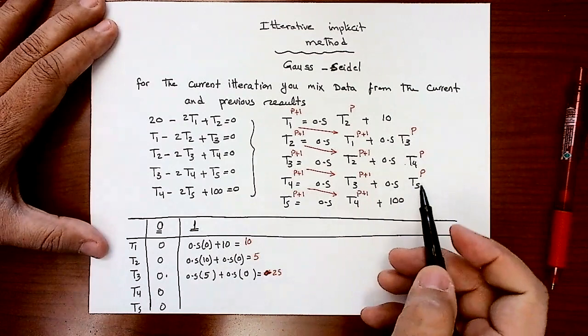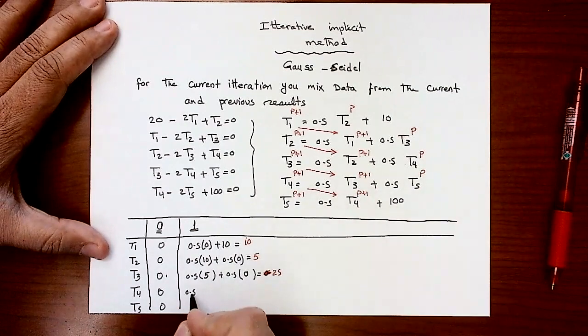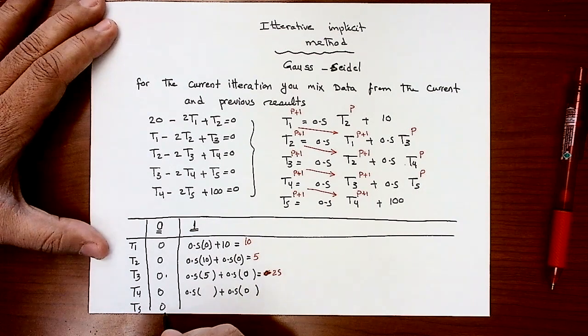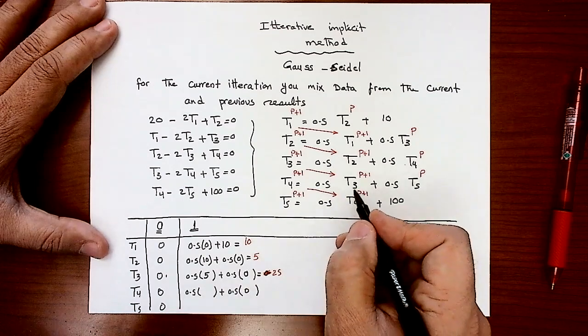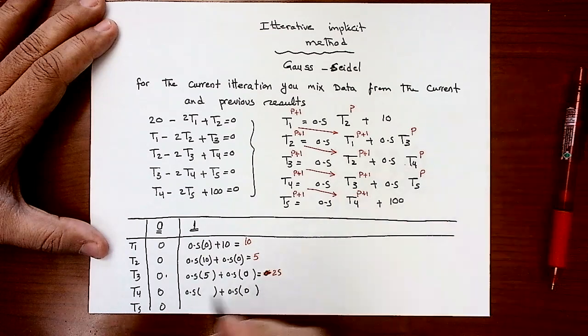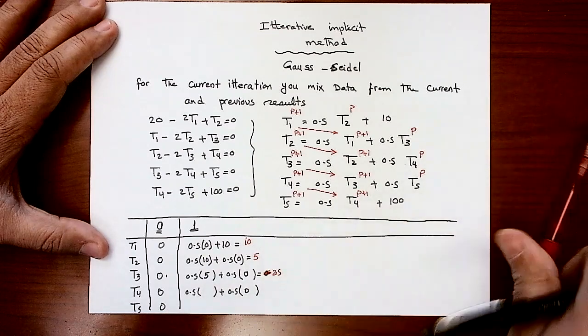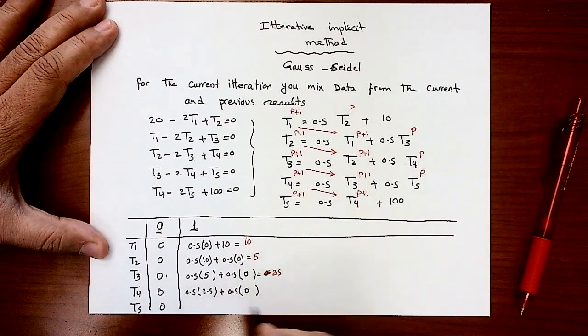I need T3 and T5. So it's going to be 0.5 times T3 plus 0.5 times T5. T5, it's coming down, so it's going to be 0. That's the initial iteration. But T4 requires T3, and T3 was already calculated. So I'm going to put that 2.5. So this will give me actually 1.25.